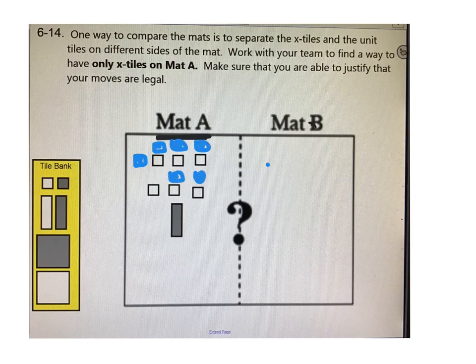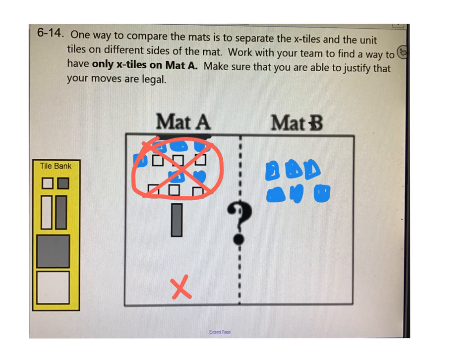If I do that on that side, I also need to do it to mat B. So 1, 2, 3, 4, 5, 6. All right, let's watch what happens. Well, these are going to make a 0 pair. So now let's look at what I have left. I have an x tile on this side and 6 1s on this side.